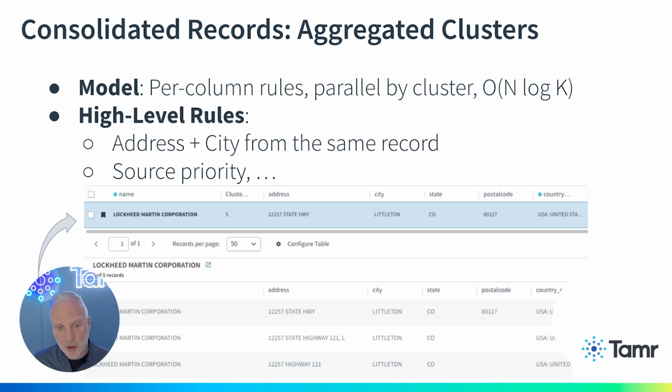The model here is per column rules. These rules can be evaluated in parallel by cluster. This whole thing is n log k, with k here being the number of records per cluster. We provide a facility for subject matter experts to specify high-level rules. These high-level rules are able to express or capture constraints along the lines of address and city must come from the same record. I can't pick an address from one record in the cluster and the city from another record in the cluster because there's a risk that that address does not exist in that city. I also want to express things like source priority, data recency, those kinds of things.